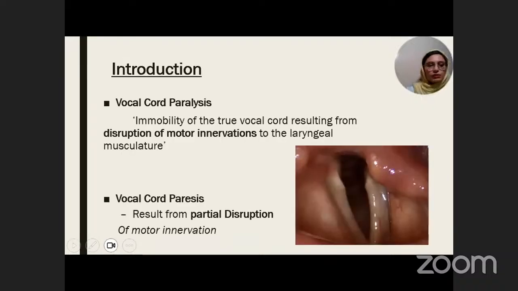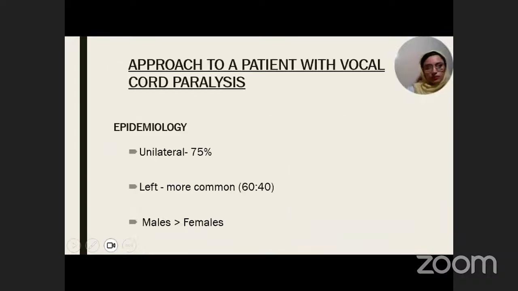What is vocal cord paralysis? It actually results from immobility of the true vocal cord, resulting from disruption of motor innervation to the laryngeal musculature. Meanwhile, vocal cord paresis results from partial disruption of motor innervation. Now we will discuss how to approach a patient with vocal cord paralysis. Unilateral cases account for 75% of cases, are more common on the left side, and predominantly occur in males.